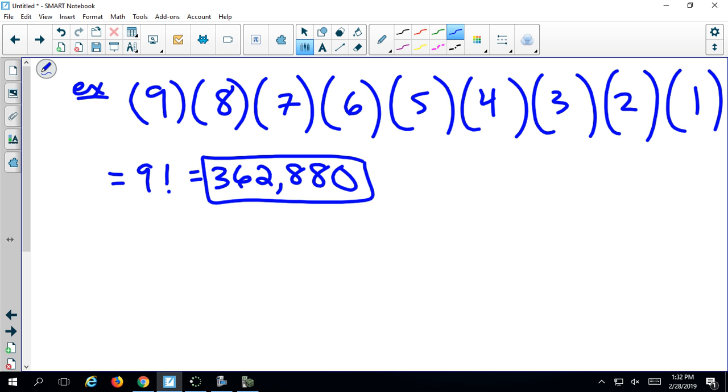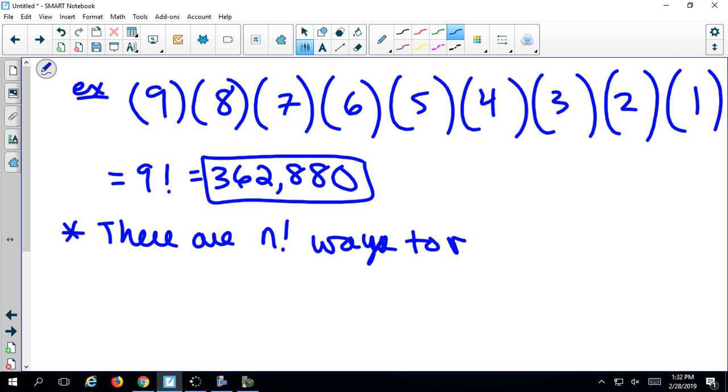So it turns out there are n factorial ways to rearrange n different things. We'll say n unique things.